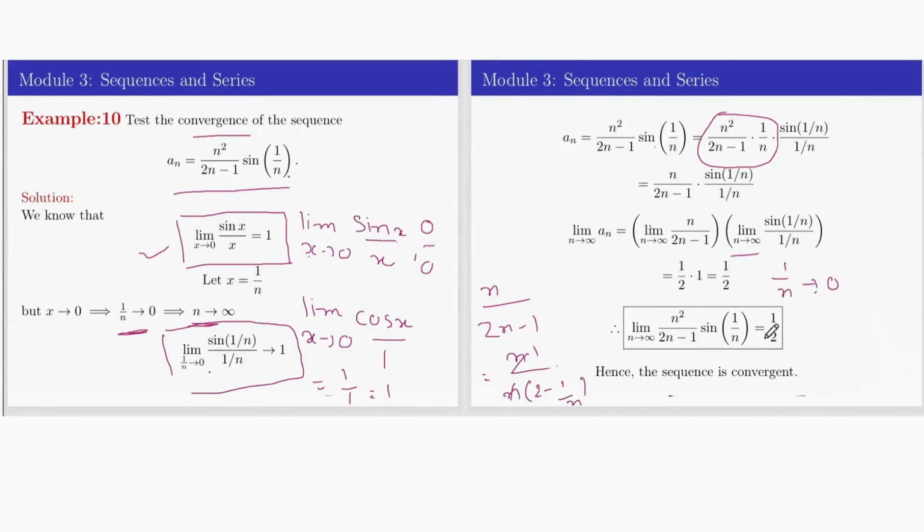So what we conclude? Limit n tends to infinity of n upon 2n minus 1 into sin(1/n) is 1 by 2. Okay. So now the limit of this sequence is 1 by 2. That's why the sequence is a convergent sequence and it converges to the value 1 by 2 because here we get a finite limit. Okay. So that's why the given sequence is a convergent sequence. Okay. I hope you all understand.